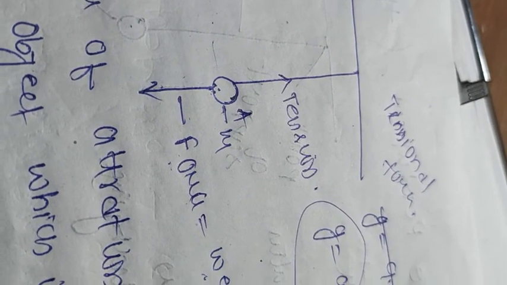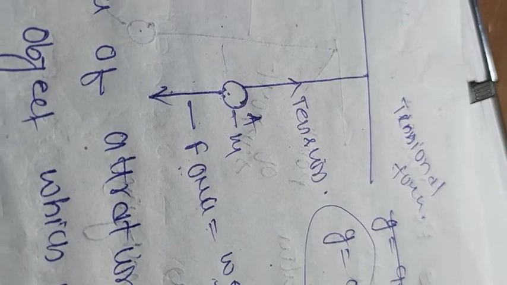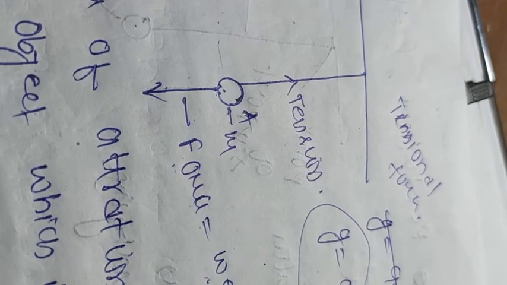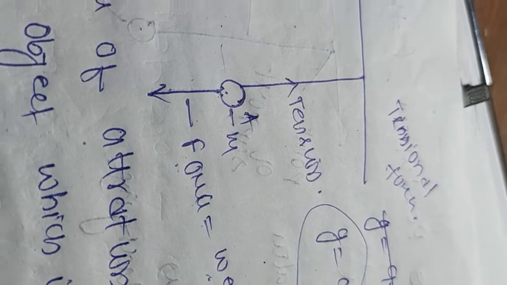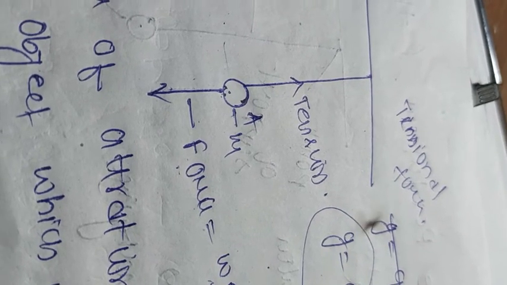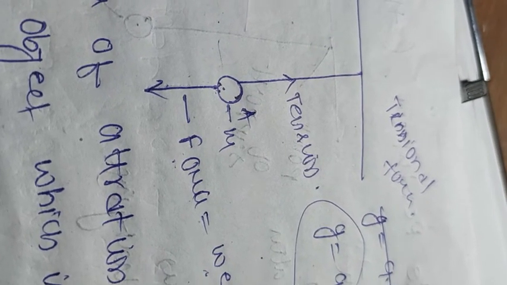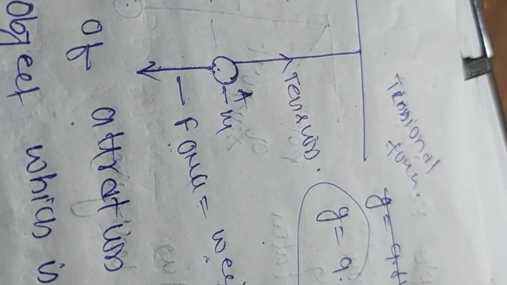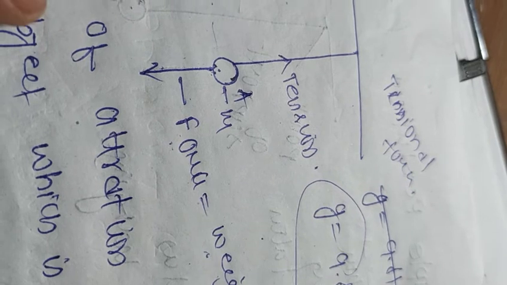Now we understand that there are two forces. One is the tension force, one is the gravitational force, and another force that will come is the restoring force. These three forces will act on the bob.